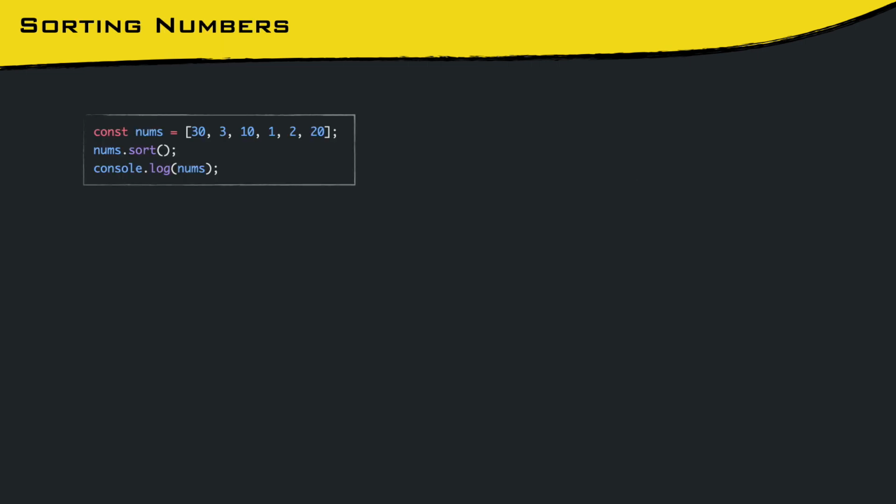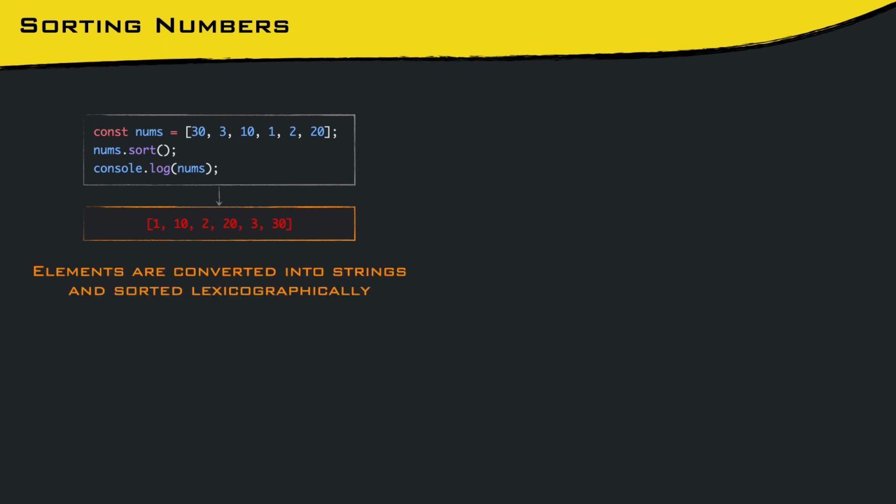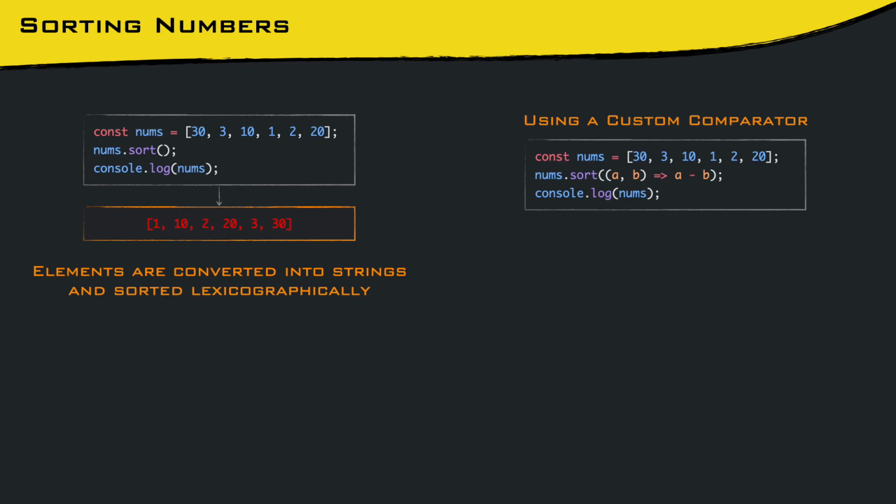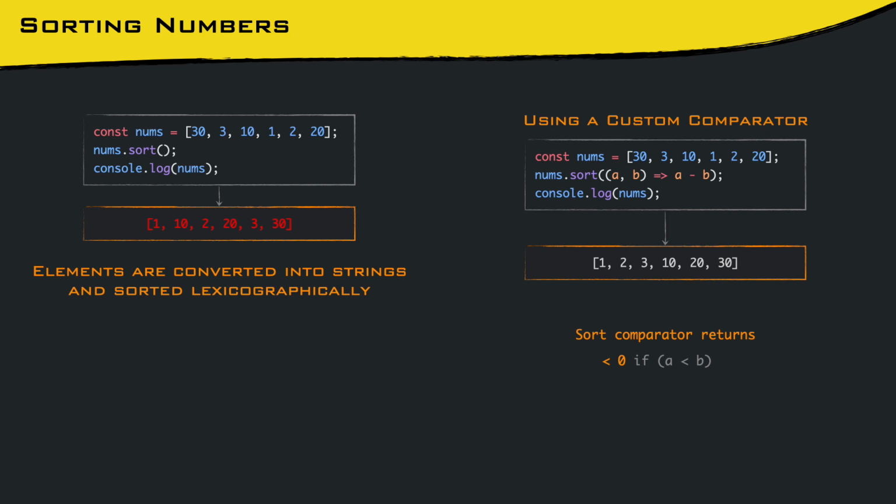Sorting an array should be easy, right? There is a built-in sort method. But do you know what is the output of this code? Yeah, probably not what you expect, but hey, it's JavaScript. Elements are converted into strings and sorted lexicographically. If you want to sort numbers, you must provide your own comparator and return less than 0 if A is less than B, greater than 0 if A is greater than B, or 0 if A and B are equal.